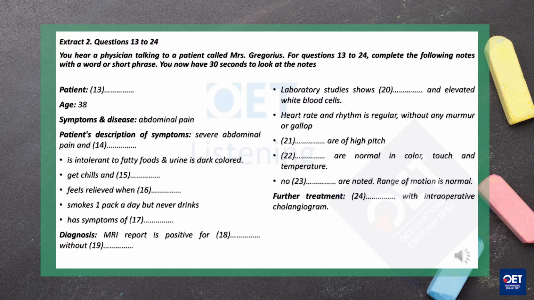Do you have any symptoms of seizures and ataxia? Yes, doctor, I have. Well, your MRI report is positive for cholelithiasis without CBD obstruction. Laboratory studies show that you have elevated bilirubin and elevated white blood cells. Your heart rate and rhythm is regular without any murmur or gallop. Bowel sounds are of a high pitch. Lower extremities are normal in color, touch, and temperature. No ischemic changes are noted.